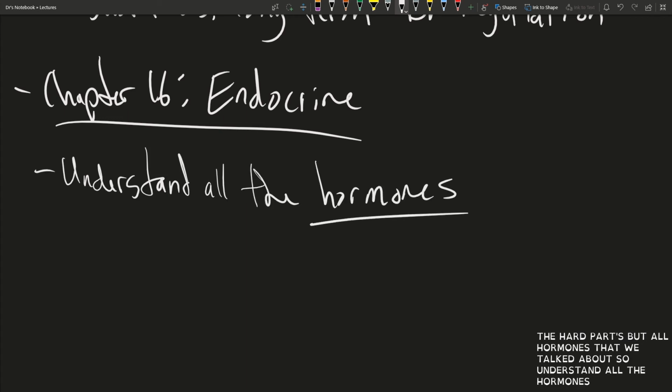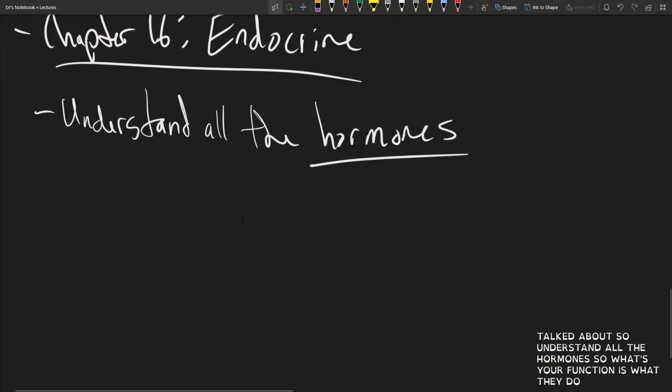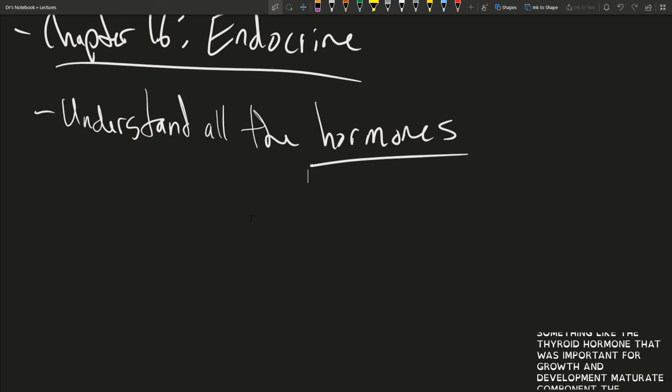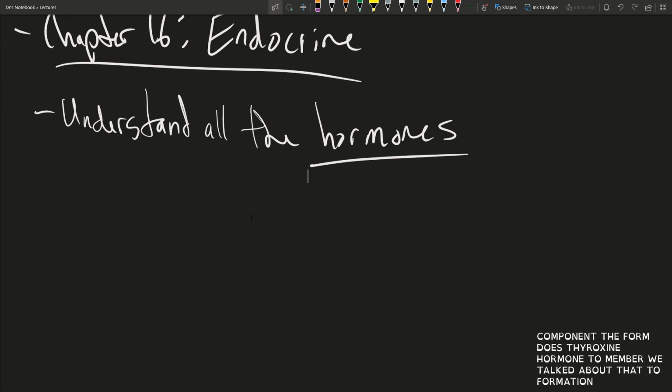So what their function is, what they do, their importance, and so forth. So just to go through a few of the examples. Something like the thyroid hormone, that one's important for growth and development, maturation of the nervous system, and iodine is an essential component to form those thyroxine hormones. Remember, we talked about that formation process. You don't have to know the details of that formation process, but that's something that iodine is very important for in our body.